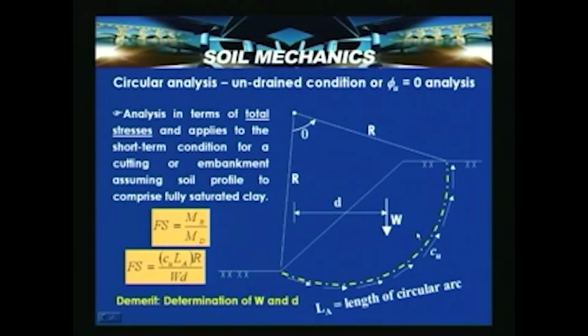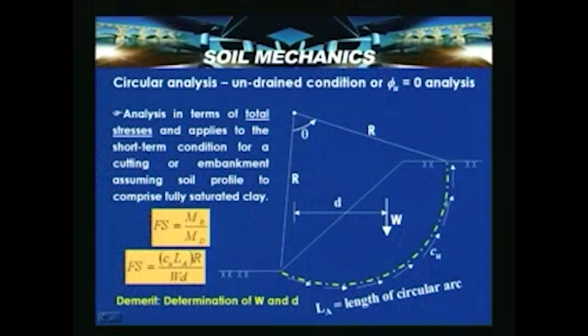In this case, for phi u equal to 0 analysis for undrained conditions, assuming the undrained cohesion is uniform here, Cu into L is the cohesive force, multiplied by R gives the resisting moment. So, factor of safety here is defined as resisting moment divided by driving moment, where resisting moment is Cu L into R and driving moment is W into D. The demerit of this method is the determination of W and D.